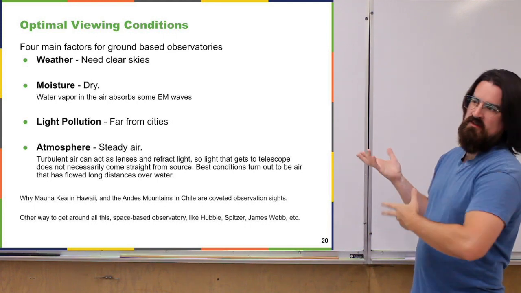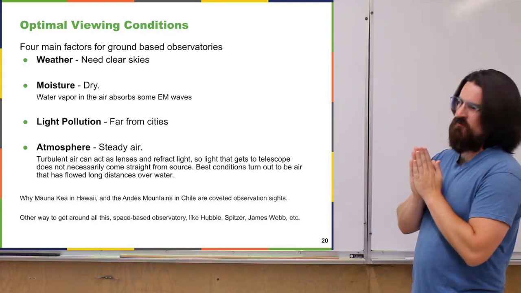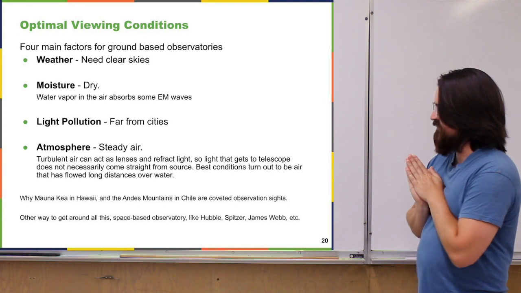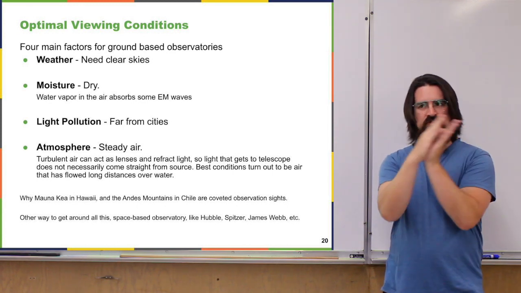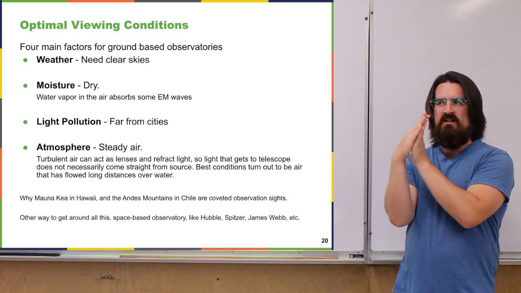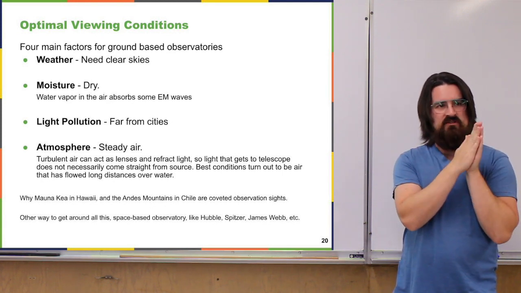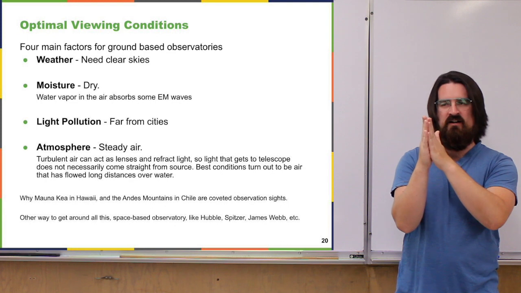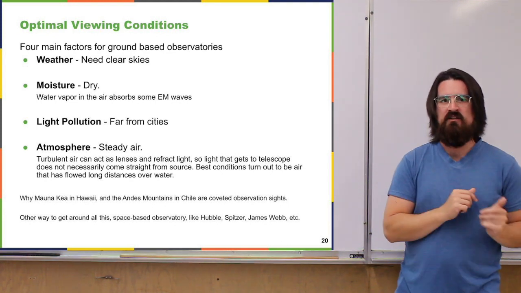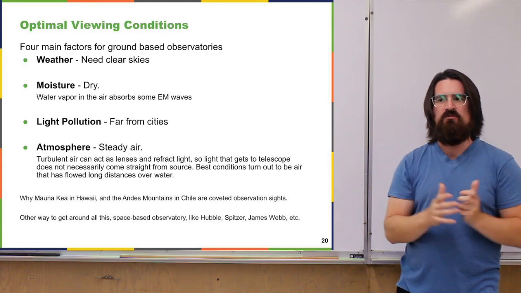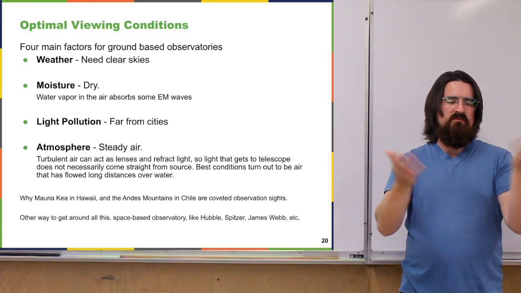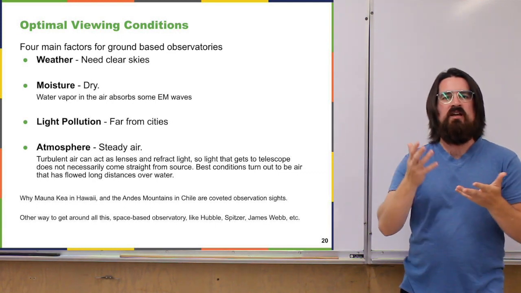And then finally, the atmosphere itself. So the level of turbulence in the atmosphere, right? You really want steady air. And the reason being is that turbulent air, or just air itself, can act as a lens. And so very turbulent air acts almost like there's a bunch of lenses in the air. And so they're redirecting the electromagnetic radiation as it's coming through the atmosphere. So when it finally hits your detector, it's a mess, right? You don't really know where it came from.